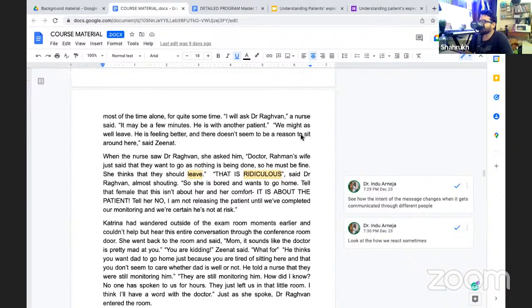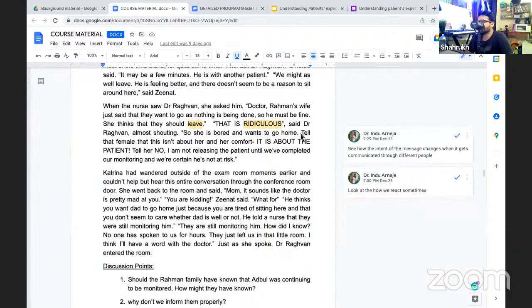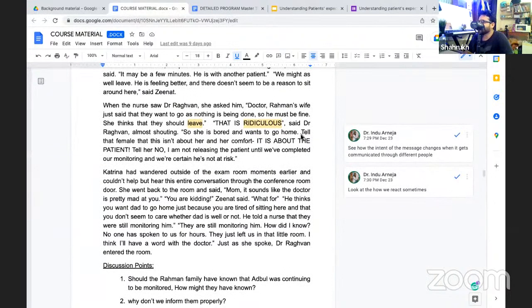"They are still monitoring him? How did I know? No one has spoken to us for hours. They just left us in that little room. I think I'll have a word with the doctor." Just as she spoke, Dr. Raghavan entered the room.